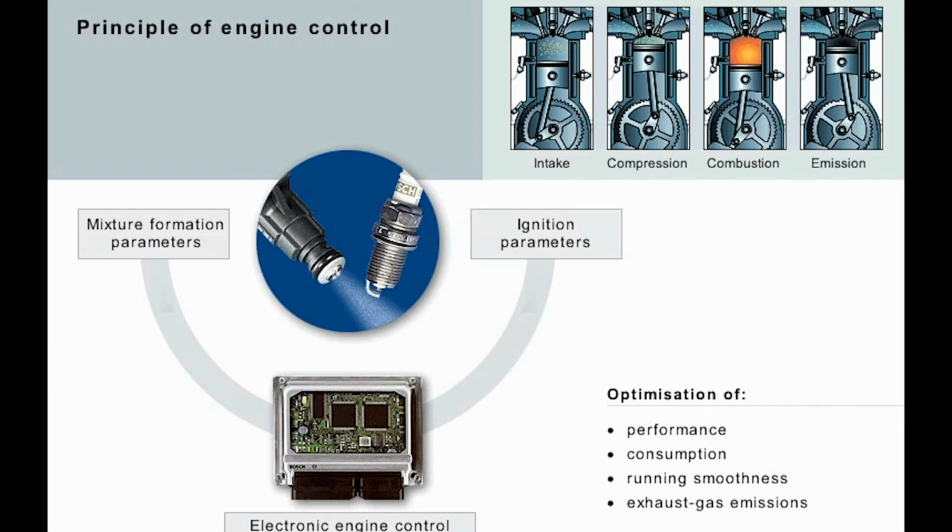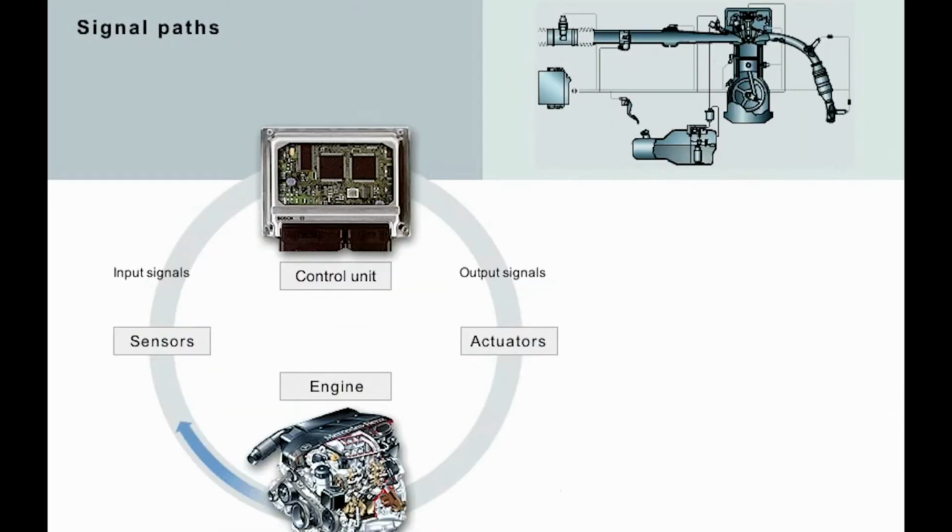The task of electronic engine control in optimizing the mixture formation and ignition depends on several parameters, which are measured and fed into the control unit of the engine. The basic function of the engine control is to evaluate the input signals and to create output signals for engine operation. Let's look at this engine control loop using the signal paths.